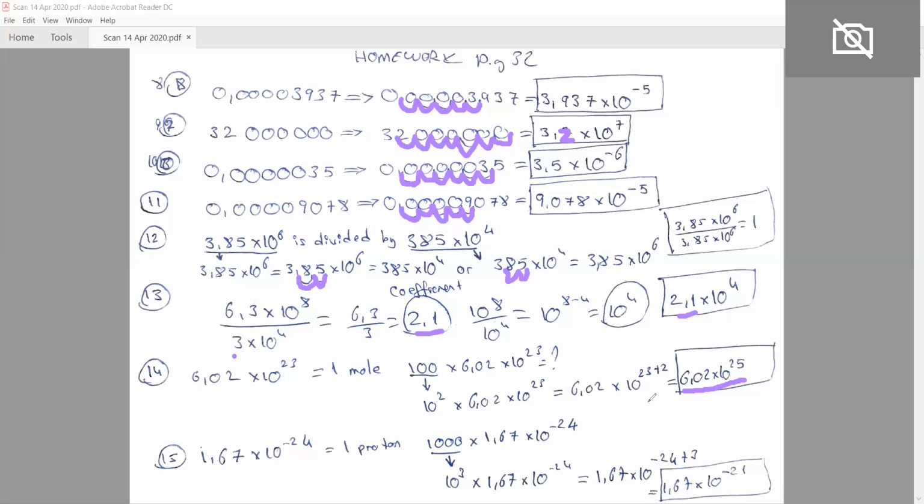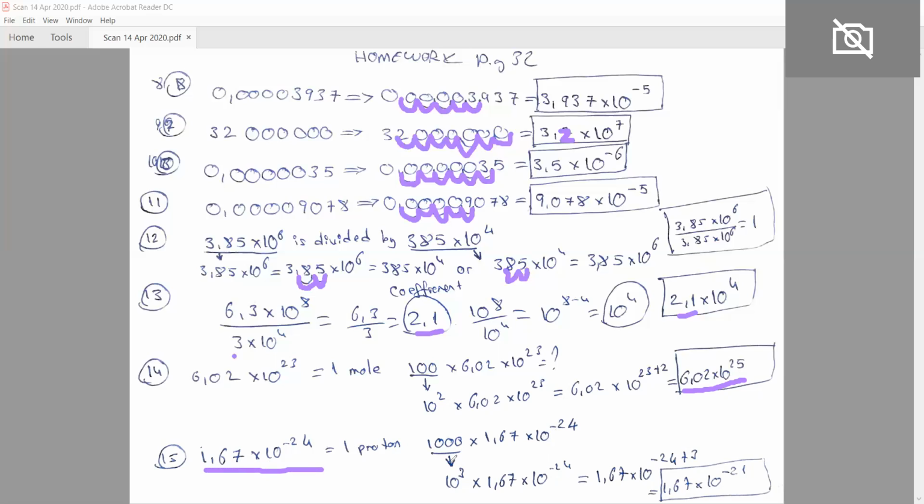Question 15, guys. If the mass of a proton is 1.67 times 10 to the power of negative 24 gram, what is the mass of 1,000 protons? It's a similar question, guys, to question 14. The only thing is that I have a negative power here, so I need to think of that. And I'm going to do the same thing. I'm going to say 1,000 times 1.67 times 10 to the power of negative 24.